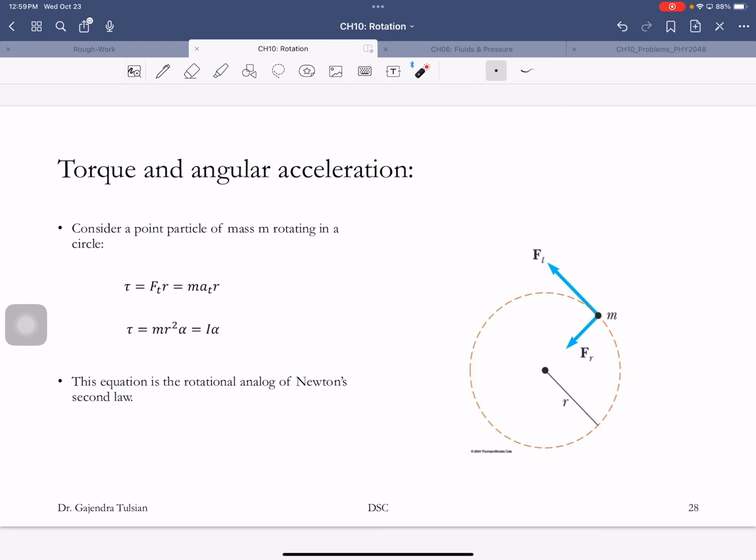Now in this slide, what is being shown is, what is Newton's second law for linear motion? Do you guys remember Newton's second law? F equals ma. When was this true? This is not the most general form. This is the general form.